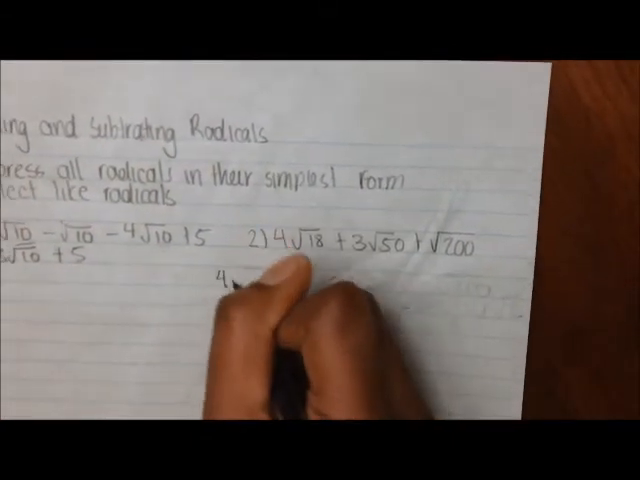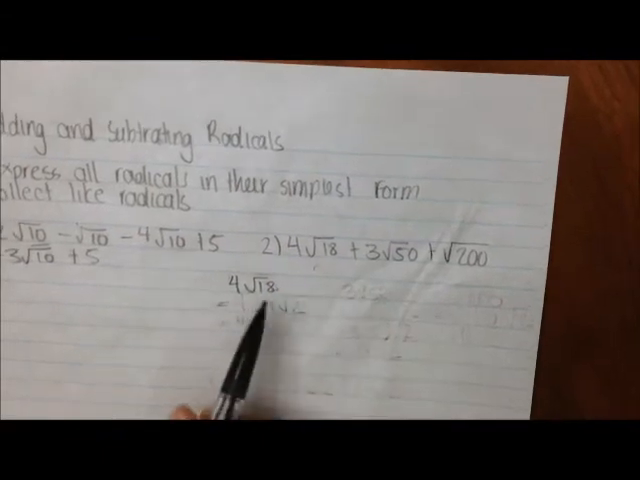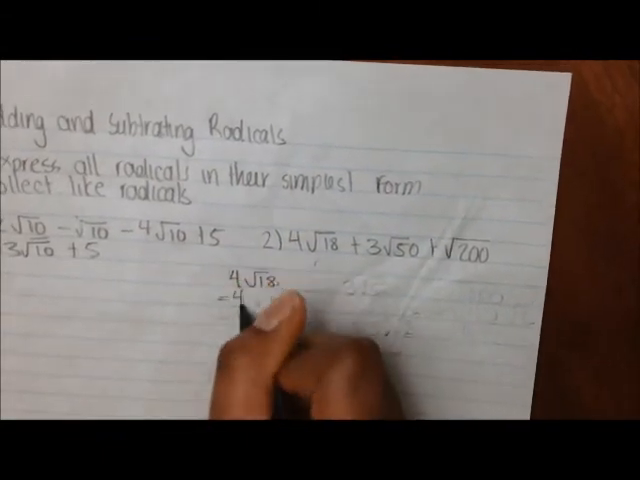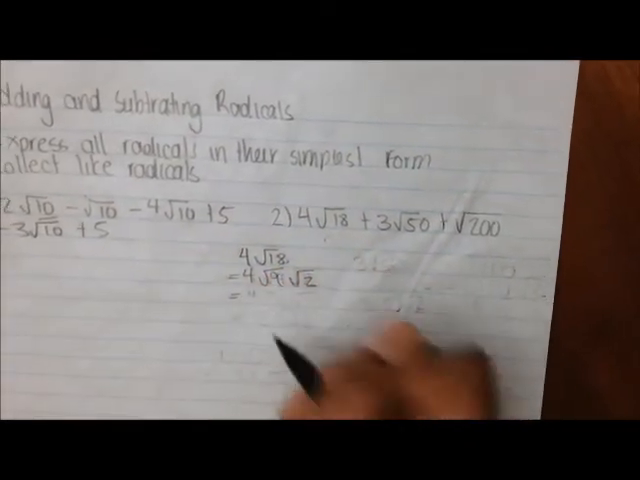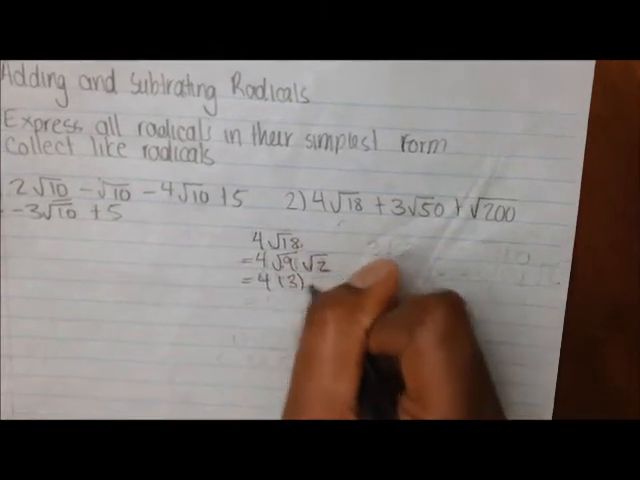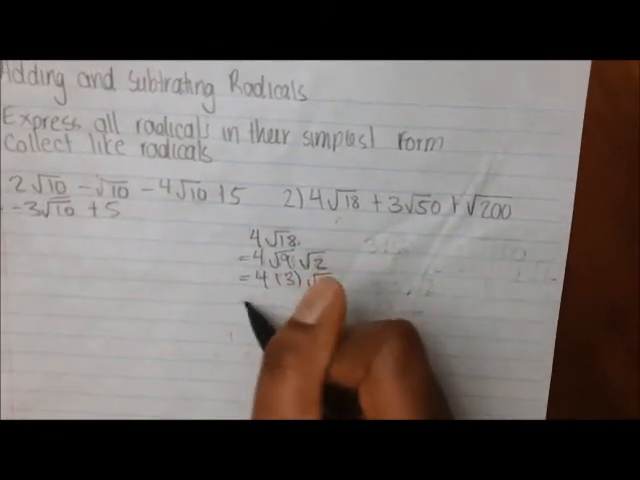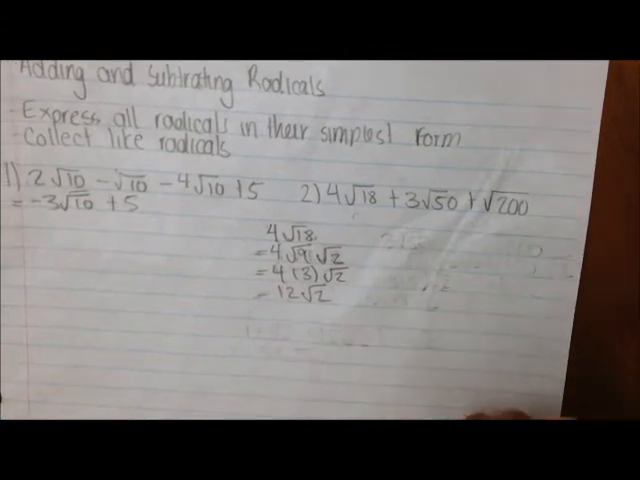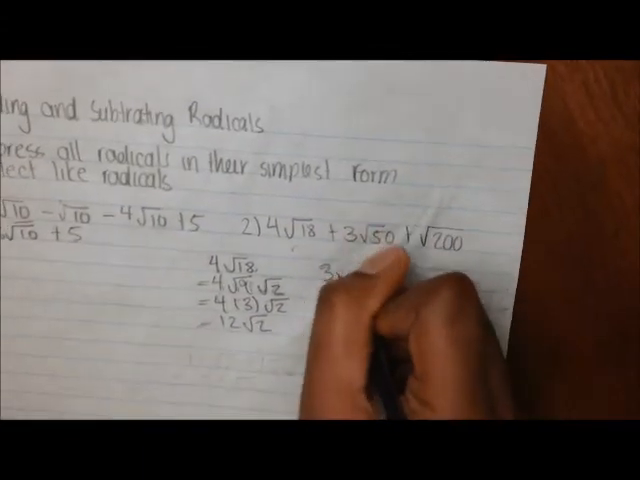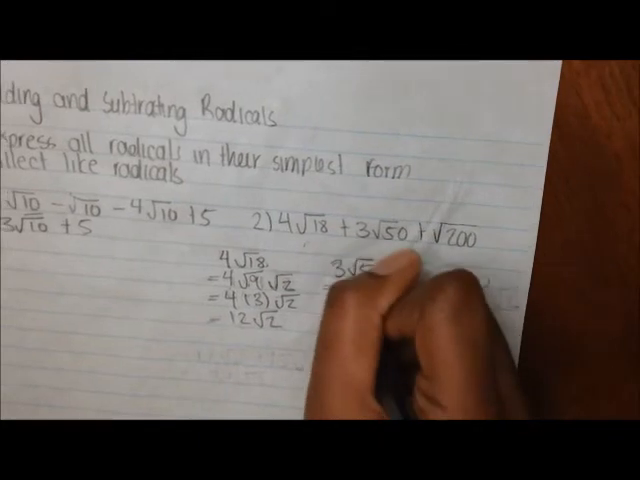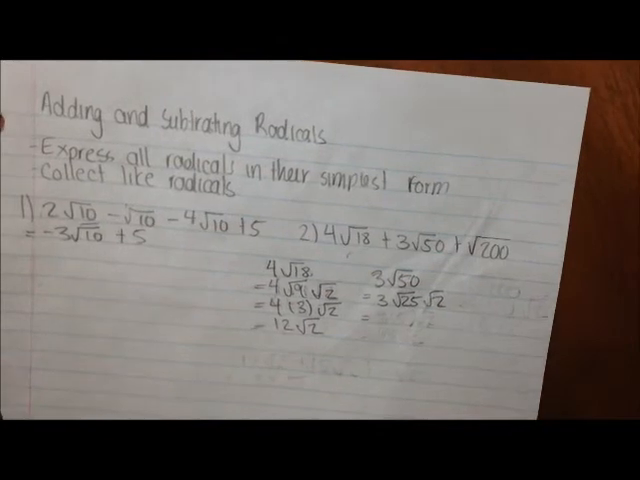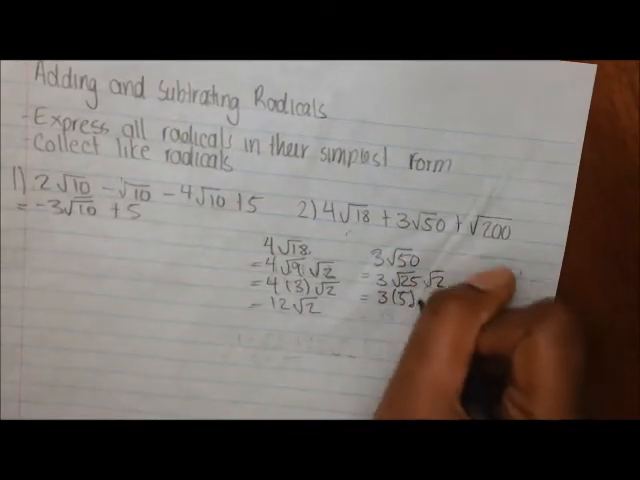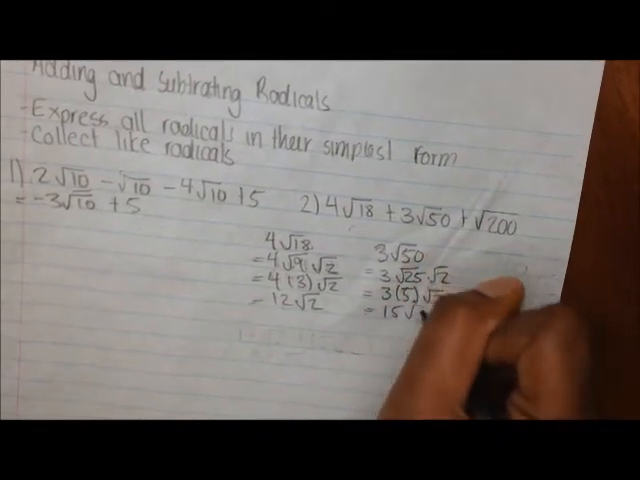For this one, you would have to simplify a lot more. So for 4 and the square root of 18, I know that 9 and 2 can go into 18. So 4 and square root of 9 and square root of 2. I know the square root of 9 is 3, so you would have to multiply 4 by 3, and then the square root of 2, and that will now become 12 and the square root of 2. For 3 and the square root of 50, it will become 3 and the square root of 25 and square root of 2. I know the square root of 25 is 5, so you multiply 3 by 5 and the square root of 2, and that would equal 15 and the square root of 2.